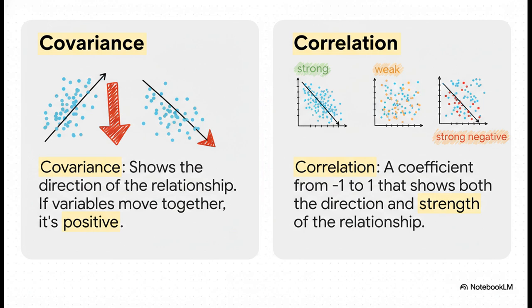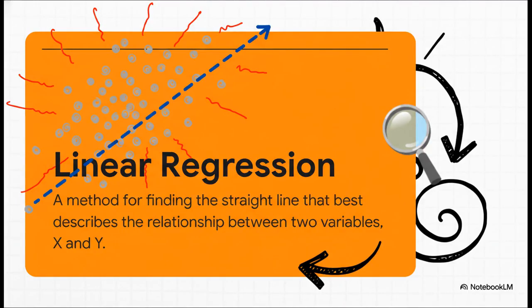It gives you a single number from -1 to +1 that tells you the direction and the strength. A correlation close to 1 or -1 means you found a really strong connection. And if we see a trend, we usually want to draw a line through it, right? To summarize it. That's exactly what linear regression does. It's a method that finds the one single straight line that best slices through that cloud of data points. It's the detective's best summary of the underlying trend.